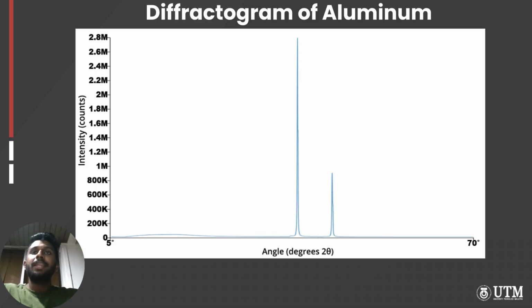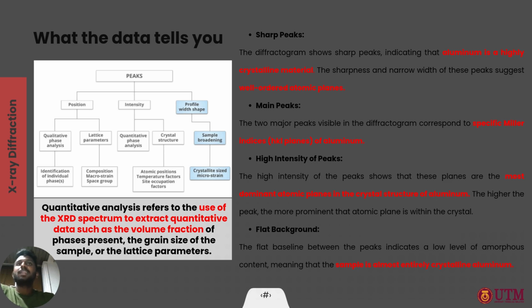Next, I will be explaining the sample analysis using the simulator. As you can see, we obtained the diffractogram of the aluminium. So what the data tells us, the peaks of the graph show the position, intensity and profile width shape. The sharp peaks of the graph show us that aluminium is a highly crystalline material. The sharpness and also the narrow width of these peaks suggest well-ordered atomic planes.